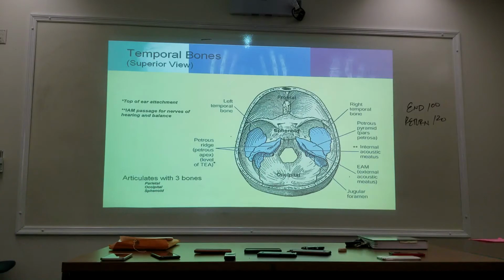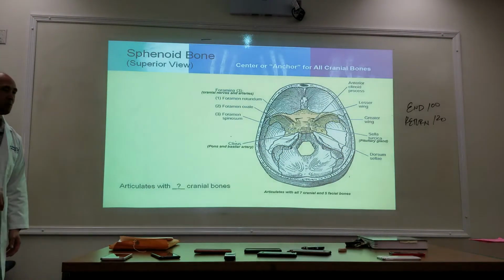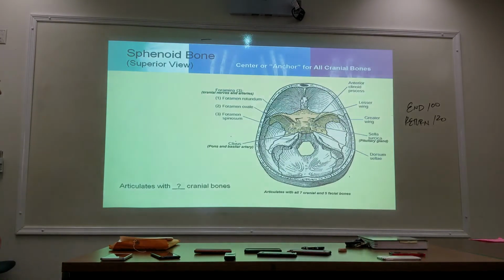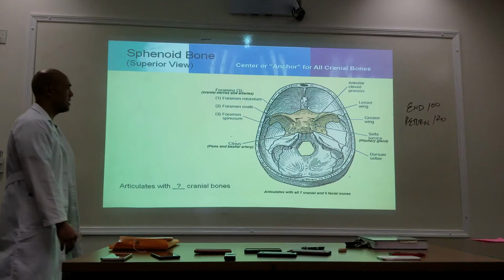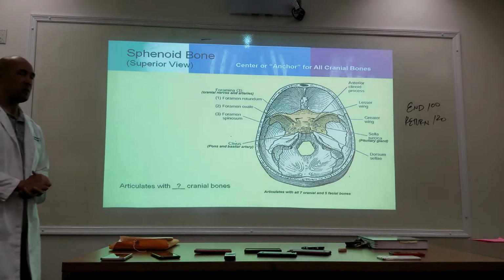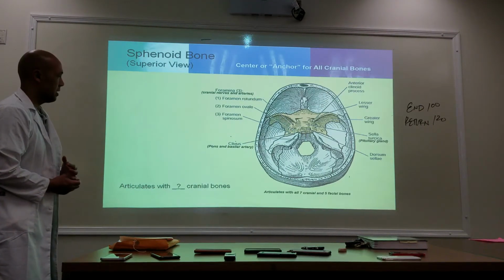I'm thinking the next one is going to be the sphenoid. Of all the bones, the sphenoid bone is going to be the most complex of all the skull bones, and we'll see here why in just a little bit. So again, we're looking at it from an infero-superior view. There are three openings, or three foramina: the rotundum, ovale, and the spinosum, which give way for your different cranial nerves and arteries.